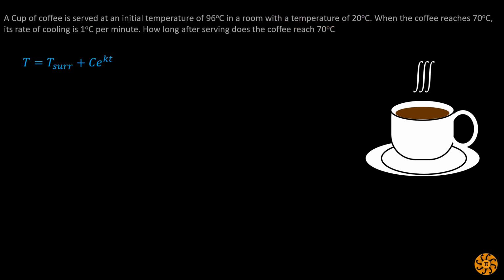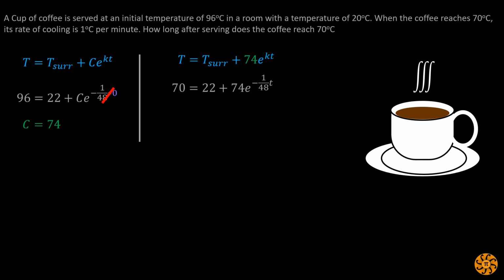Using our formula for cooling, we can substitute in our initial conditions and a value for k. At time equals 0, the coffee is 96 degrees. The exponent becomes 0 and e to the 0 is 1. We then rearrange to find that c equals 74. We can substitute back into our equation one last time and then rearrange. We subtract the 22 and divide by 74.